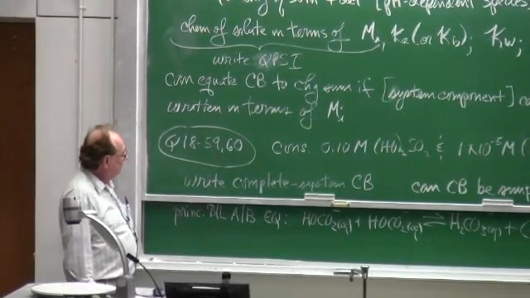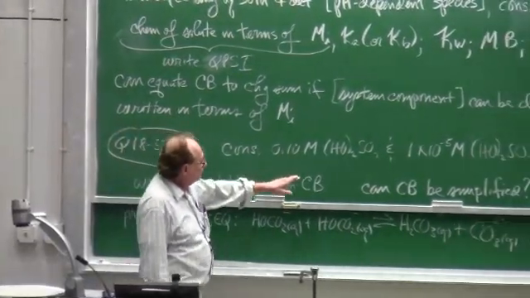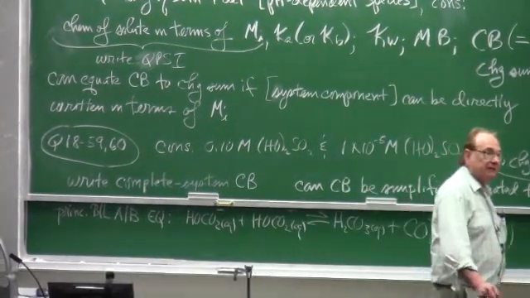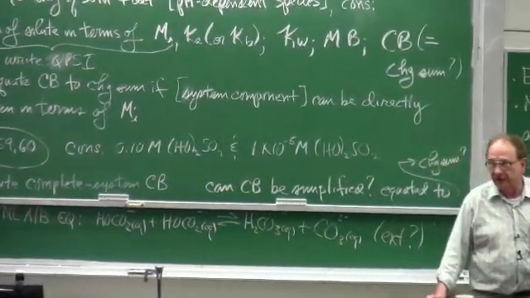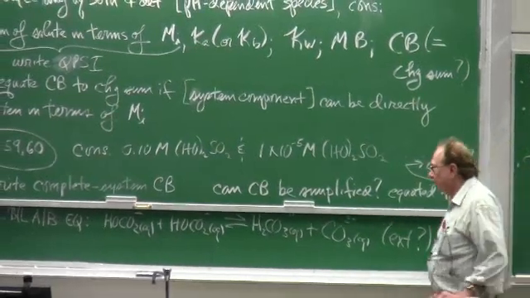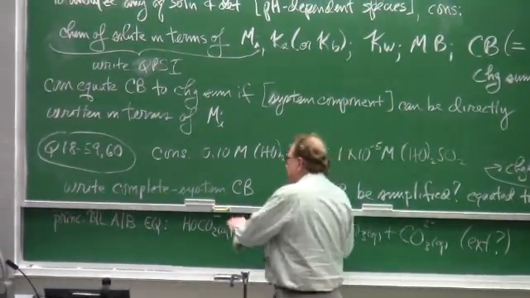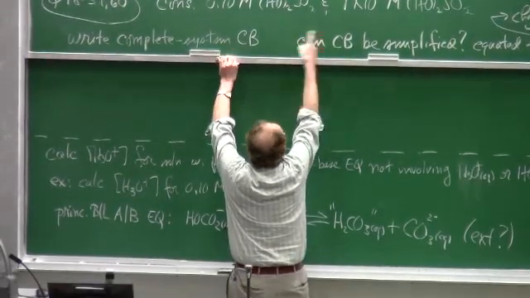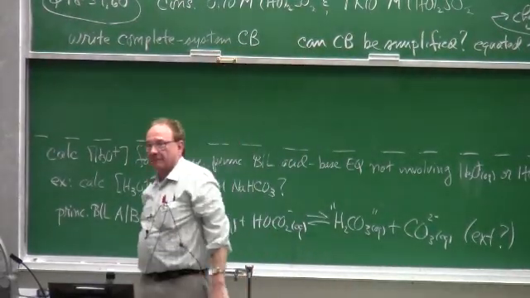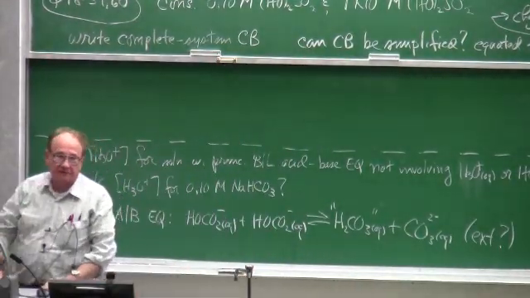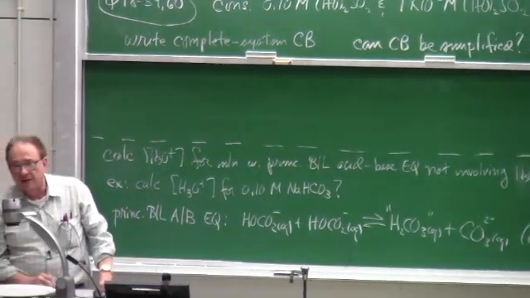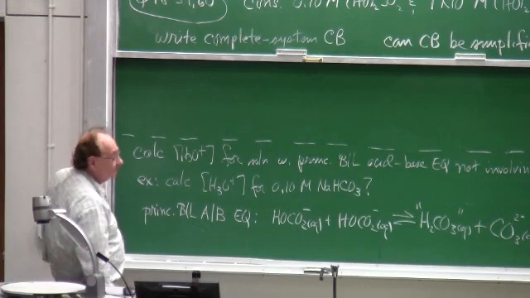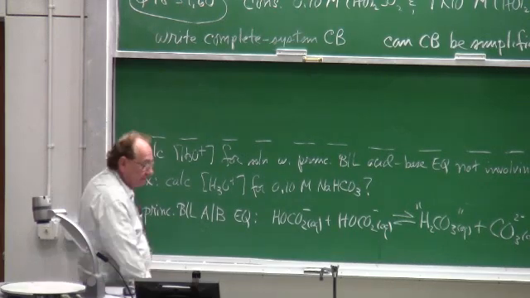Examples. 0.10 molar sulfuric acid solution, and 1 times 10 to the minus 5 molar sulfuric acid solution. Let's start by writing the complete system charge balance statement for our water solution of sulfuric acid. Doesn't matter what the molarity is, the complete charge balance statement will always be the same. Right now, do it.